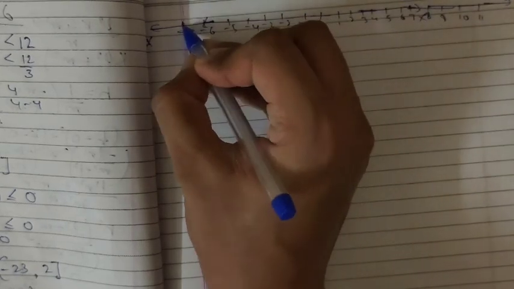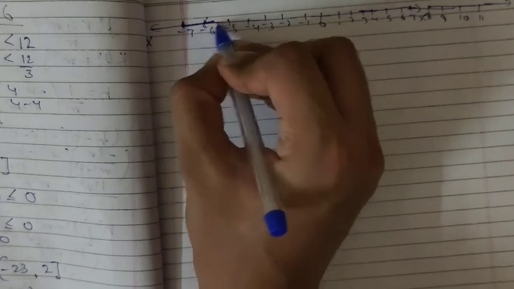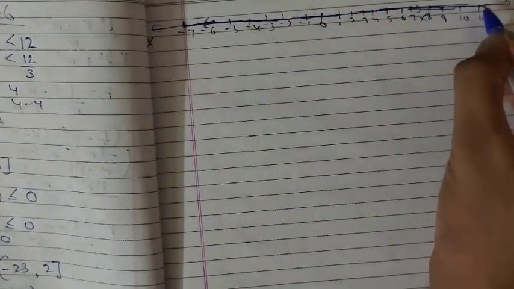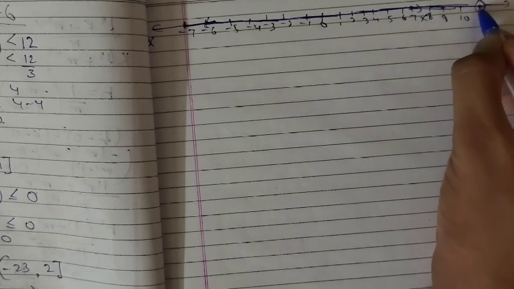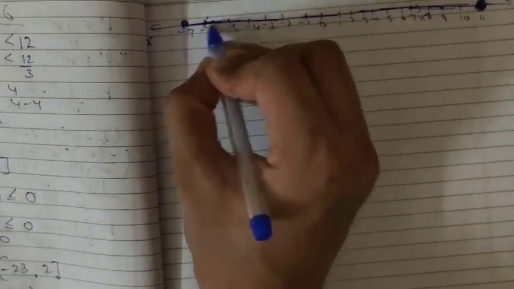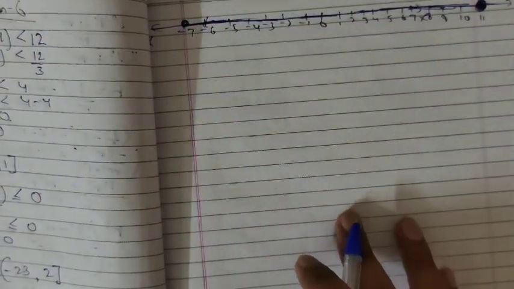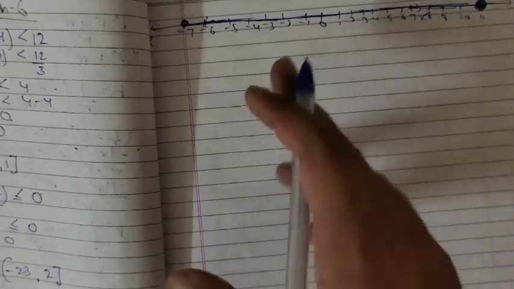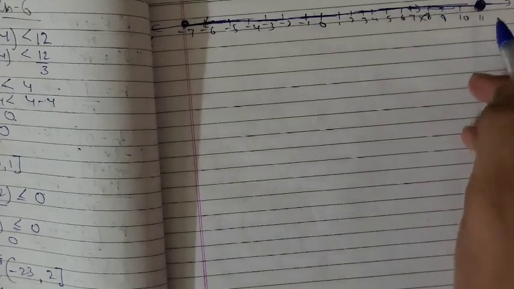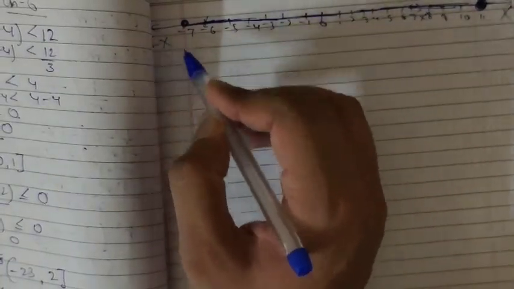So from minus 7, with a dark circle, up to 11. Darken this up to 11. So this will be the solution. This is the required solution, or you can use a different color pen for it. This is the solution here, on the minus x side to the plus x side. This is question number 10.